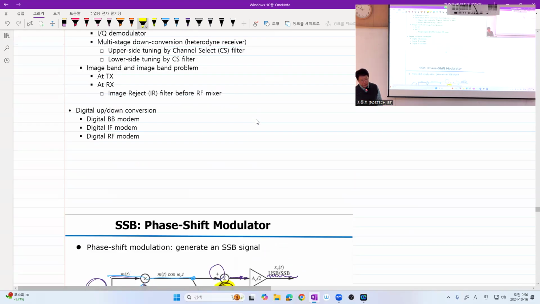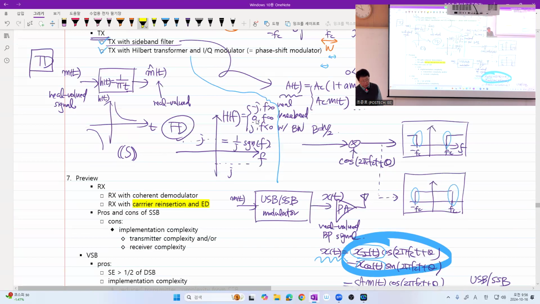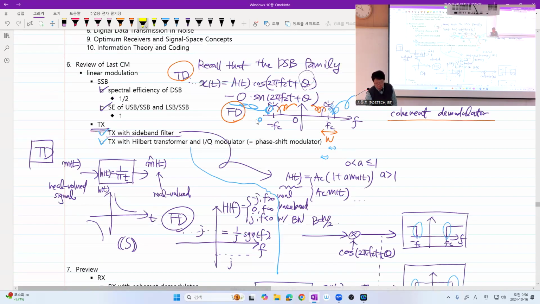So let's compare these two different transmitter designs. Still, we are just talking all in the right side building of electrical engineering. First, for the sideband filtering, we need a low pass filter or a high pass filter or some band pass filter with very sharp edges around frequency FC and negative FC. What about the Hilbert transform based transmitter?